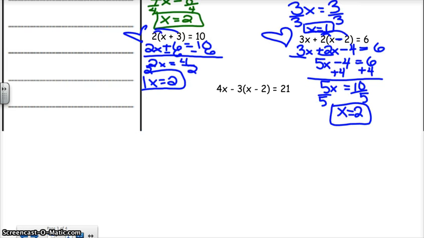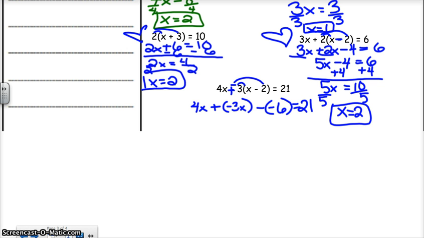Next one, we have 4x minus 3 times x minus 2 equals 21. So I want to change this minus into a plus and negative. What I'm really doing here is distributing a negative 3 to inside the parentheses. So I'm just going to write it down. 4x plus negative 3 times x would be a negative 3x, minus negative 3 times 2 would be a negative 6, equals 21.